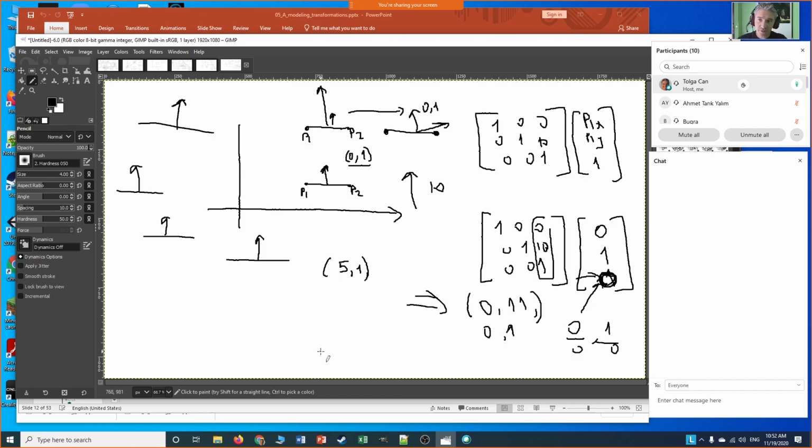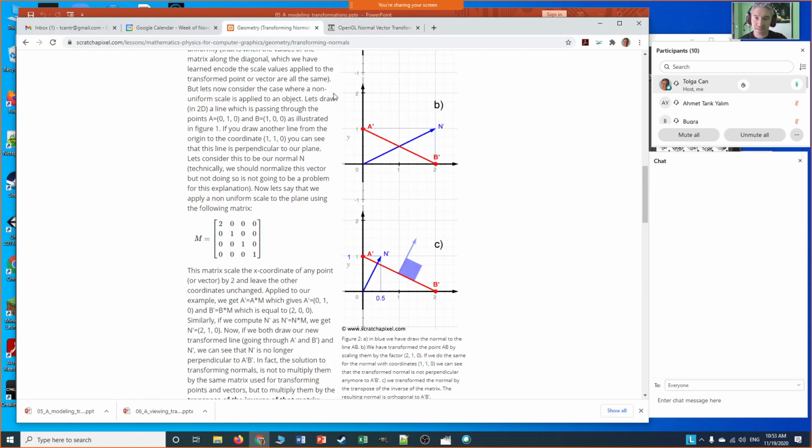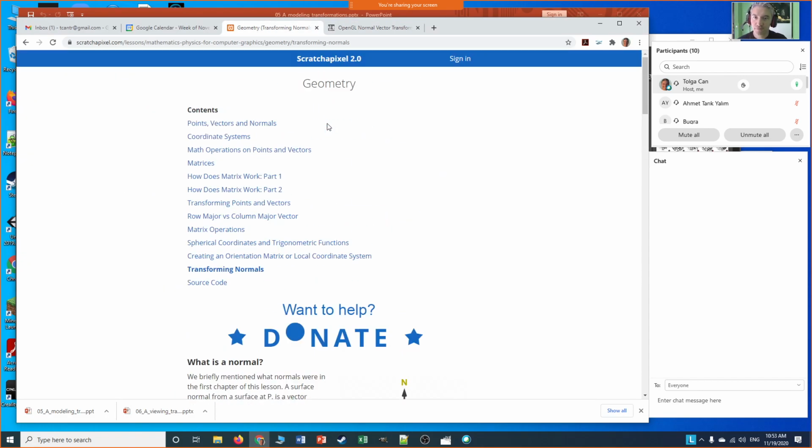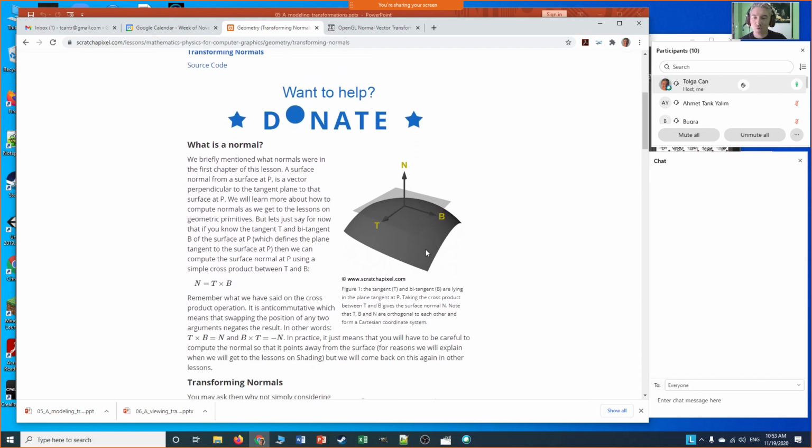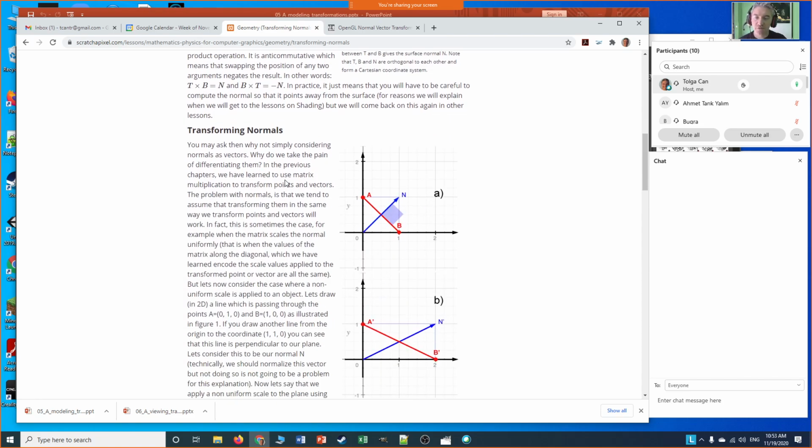Now for rotations, it will not be a problem. We will be able to rotate the vectors normally, but we are going to see non-uniform scaling also makes vectors bend in an unwanted way. And for that, I'm going to show you two links. First, one of them is from Scratchapixel 2.0. It's a nice tutorial website. It talks about what a normal is, things like that, and how we transform normals.